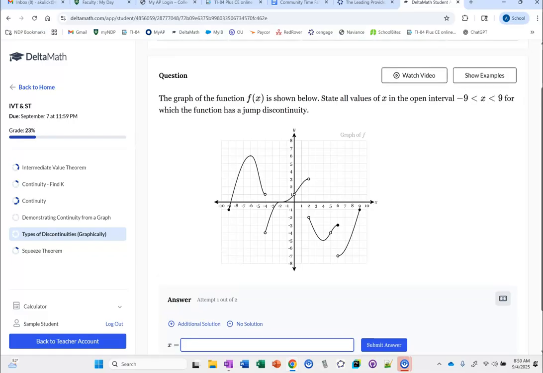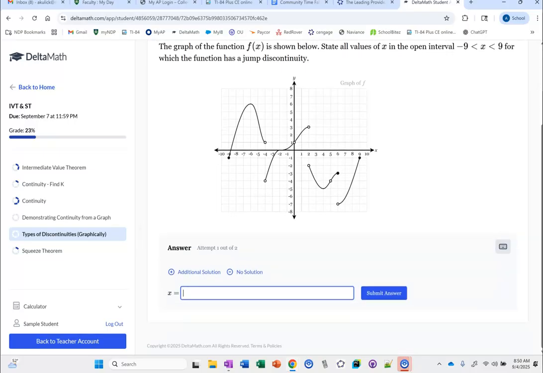And then last type of problem, it says the graph of the function f of x is shown below. State all values of x on the interval, blah, blah, blah, for which the function has a jump discontinuity. So if you look at that, -4 to 6. There's not much to say about this other than it gets us practicing the vocab.